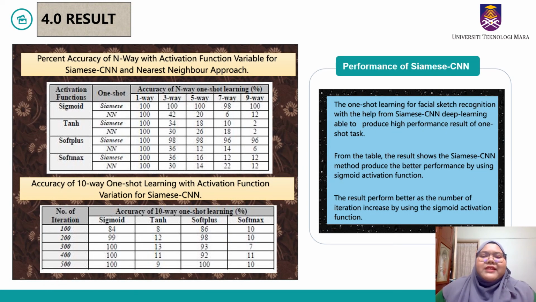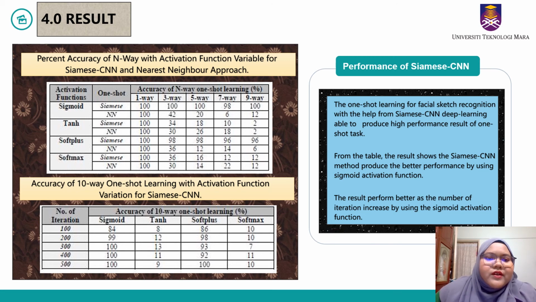Okay, now I'll be discussing the performance of Siamese-CNN with different activation functions. The one-shot learning for facial sketch recognition with the help of Siamese-CNN deep learning is able to produce high performance results for one-shot tasks. From the table, the result shows that the Siamese-CNN method produced the better performance by using the sigmoid activation function. The result performed better as the number of iterations increased using the sigmoid activation function.